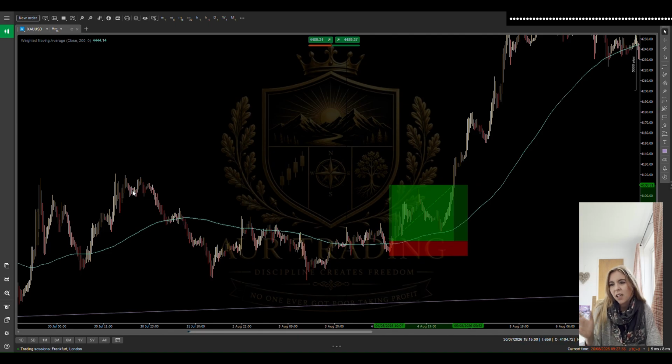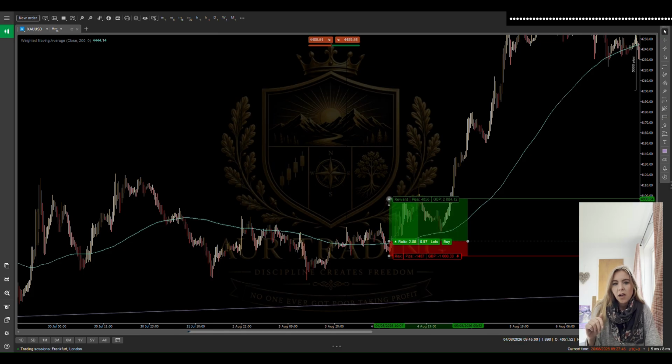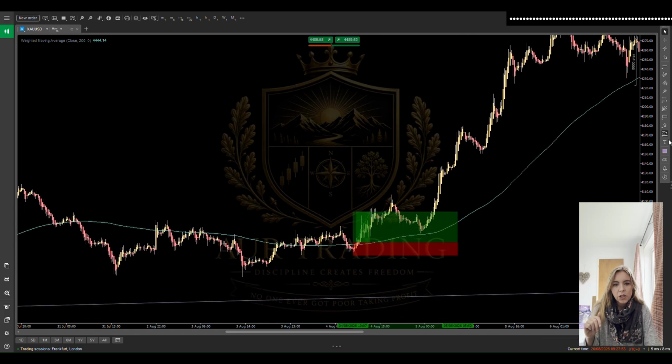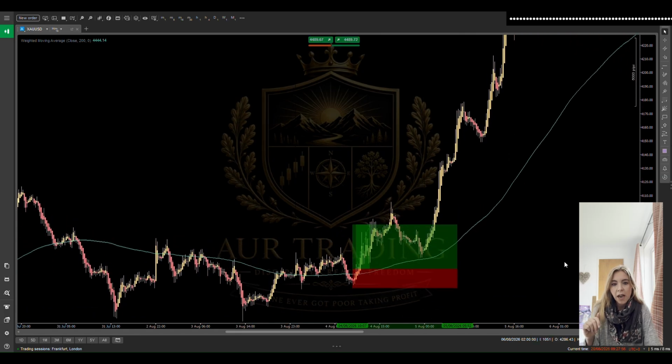Where was the last high? It was this area here. So we could put a take profit around there. You could go to this high here, take profit around that high there, and it hit it. Can you see? Let me zoom in. This chart is a bit jumpy, but here.